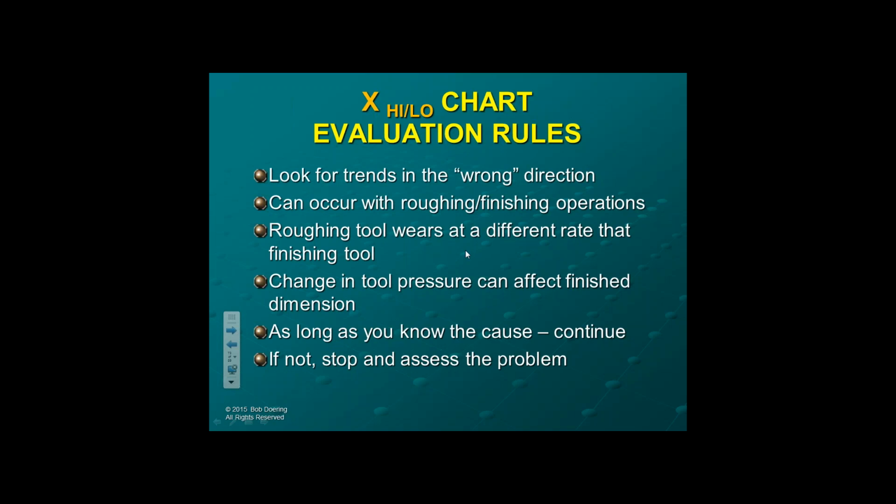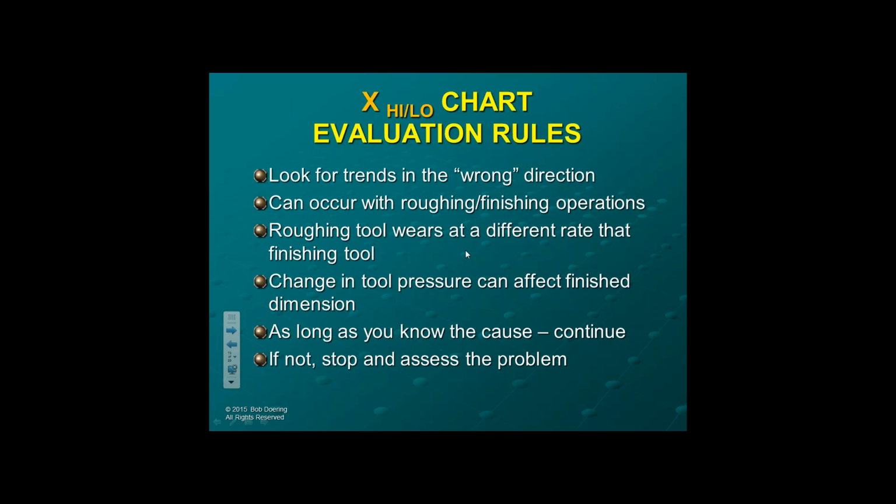Now, on some occasions, you can see that, especially with roughing and finishing operations. The reason for that is the roughing tool wears at a different rate than a finishing tool, and that causes a change in tool pressure that can affect the finish dimension. So essentially what happens is you don't get that perfect sawtooth that you would get, for example, with grinding. But as long as you know what the cause is, you can continue on. Generally what you see is a kind of a hook type of thing because of that. But if you see it going totally against what you expect, you need to stop and assess the problem.